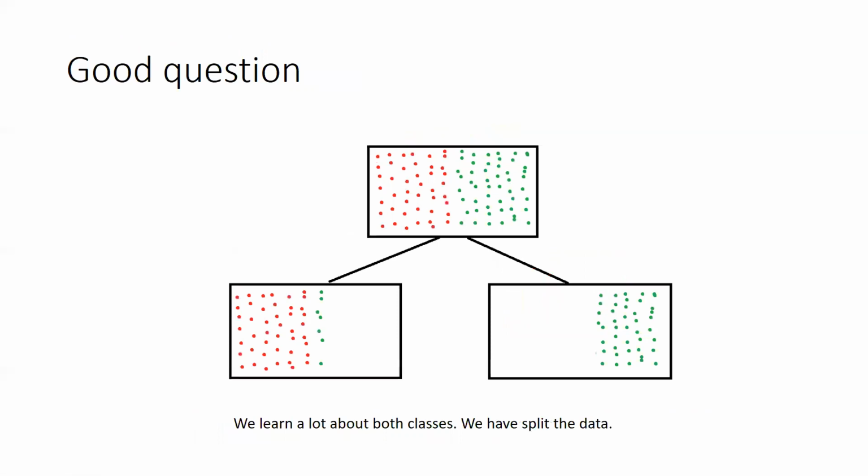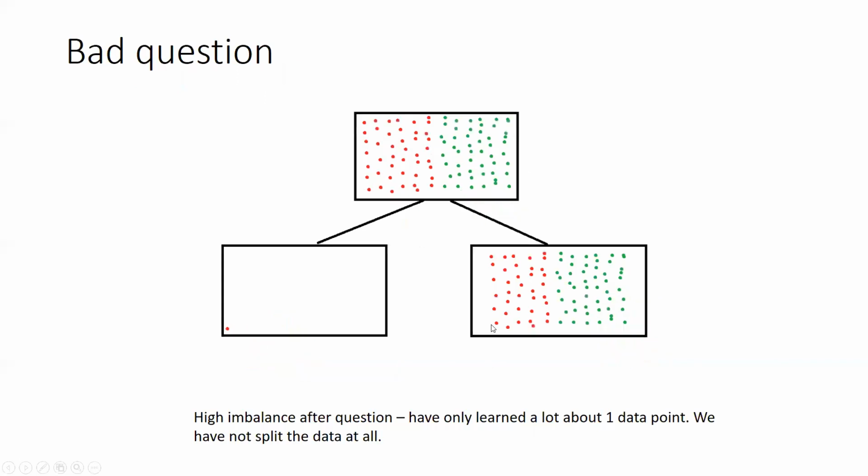A good question might be this. So we've split most of the green data points onto the right-hand side. We've still got some over here, but you can see that we've split the data in a certain way. And if you plug in H before minus H after, you will see the information gain is larger in this case than it was in this case.